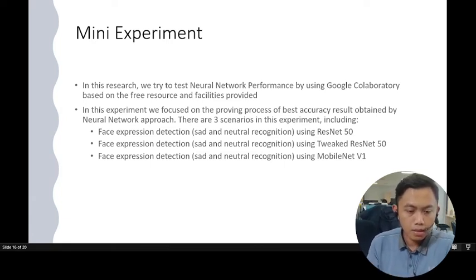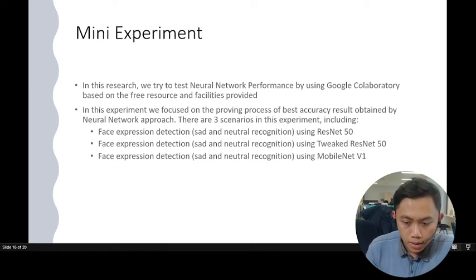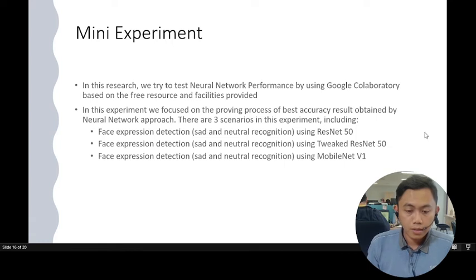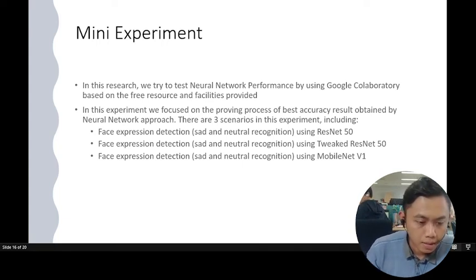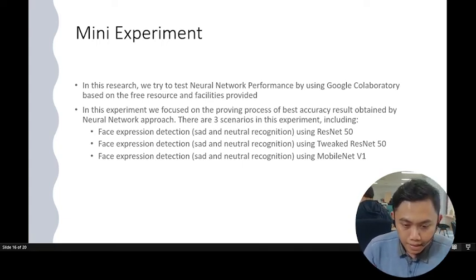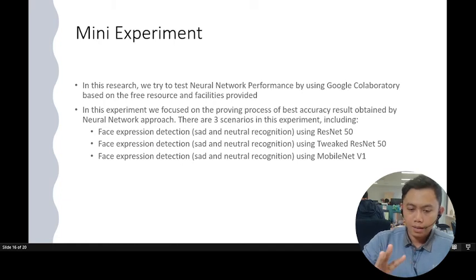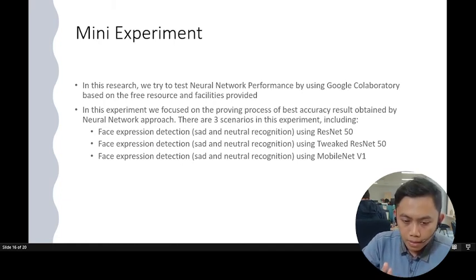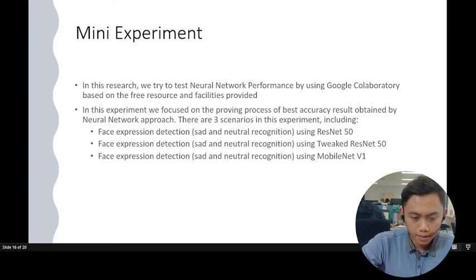And in the second experiment, we use face expression, sad and neutral recognition using ResNet 50, but in a tweaked version. We also customize the ResNet. The third is face expression detection, but here we are using MobileNet V1. There are three versions of MobileNet. In this research, we are using the first version of MobileNet.